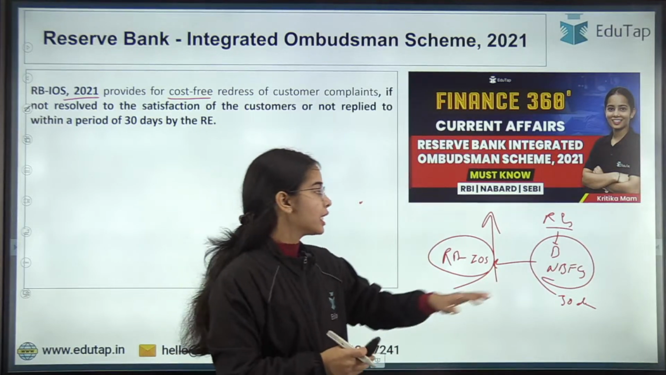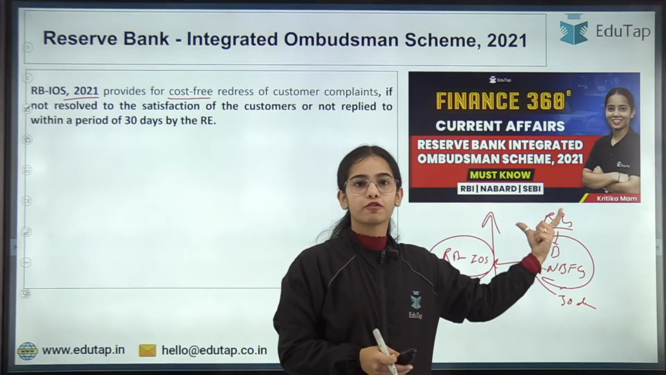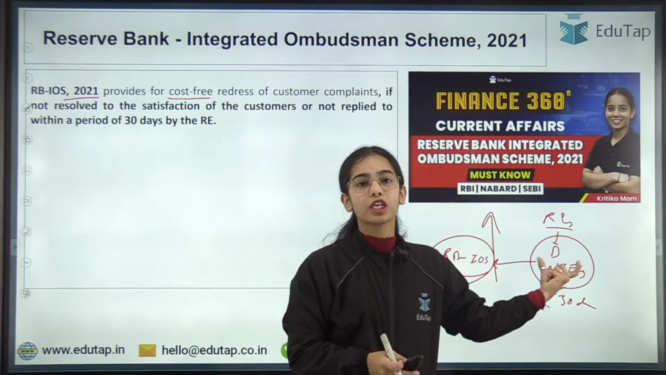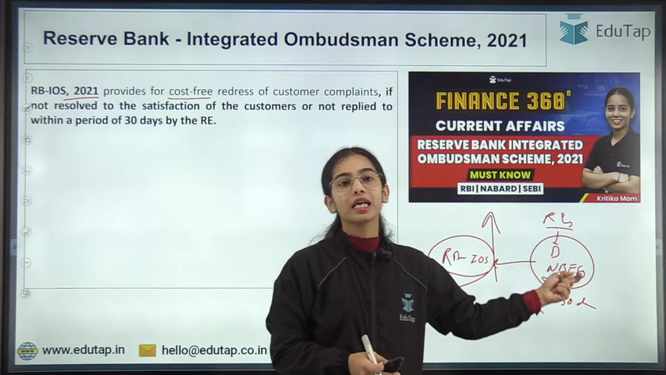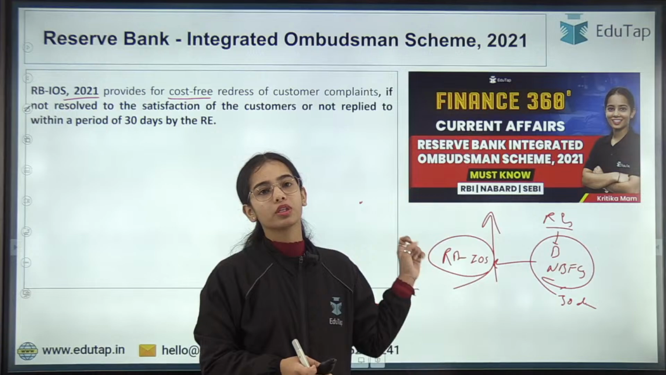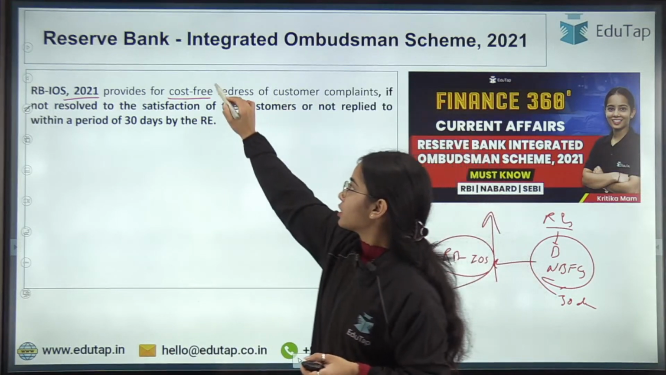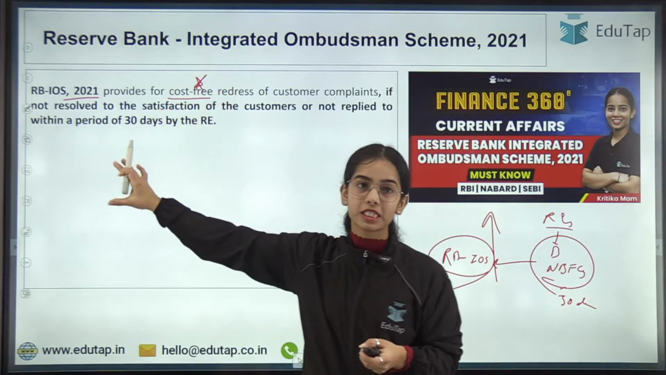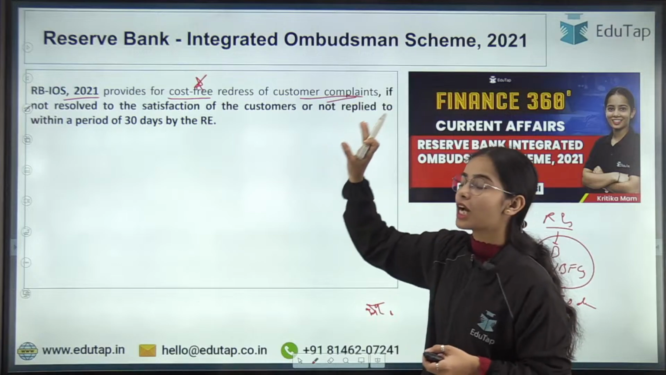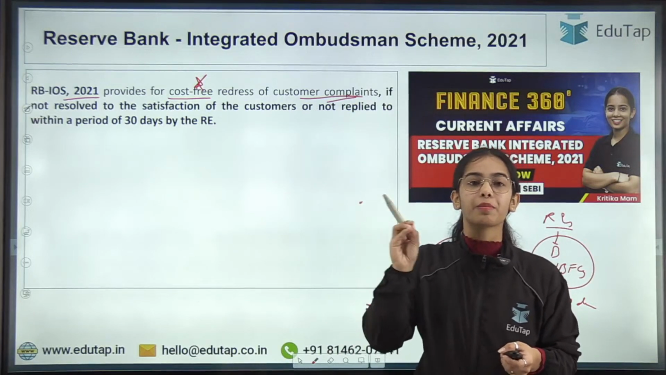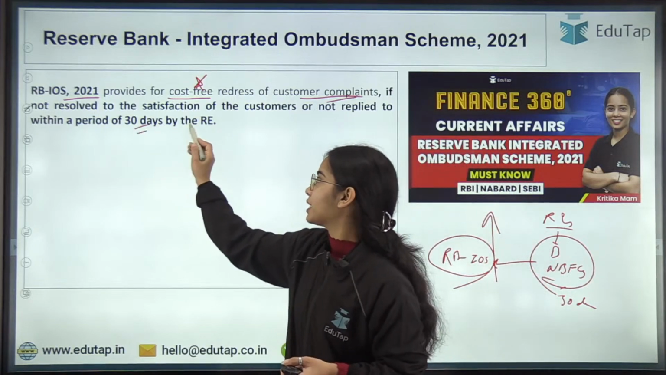So this is the idea that the complaint has to be raised first with the regulated entities. If they are not resolving the complaints within 30 days in a satisfactory manner, then the complaint will go to the Reserve Bank Ombudsman. Okay? So this is the idea that the Reserve Bank Integrated Ombudsman Scheme provides for cost-free addressal of customer complaints if they are not resolved satisfactorily by the regulated entity within 30 days.